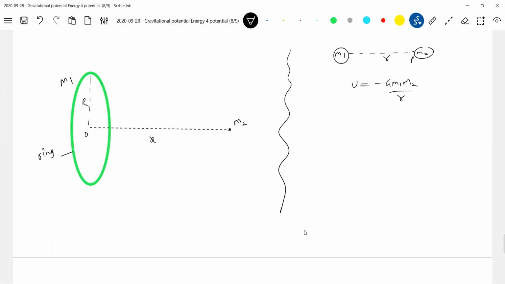What is the potential at point P due to point mass M1? Will you write like this? Minus G M1 by R is the potential at point P due to M1 only. So in place of G M1 by R, what can you write? Vp into M2.